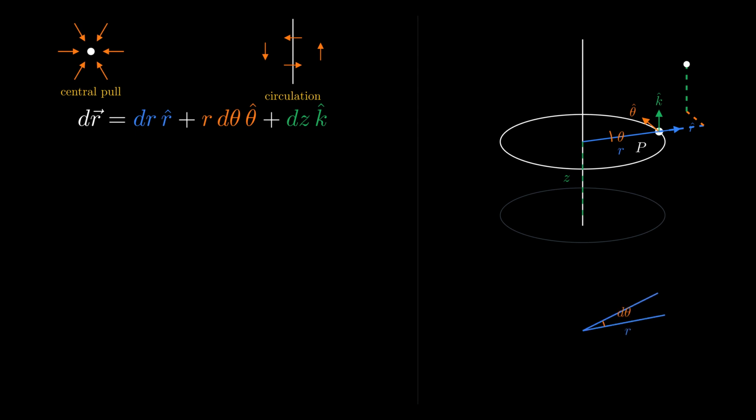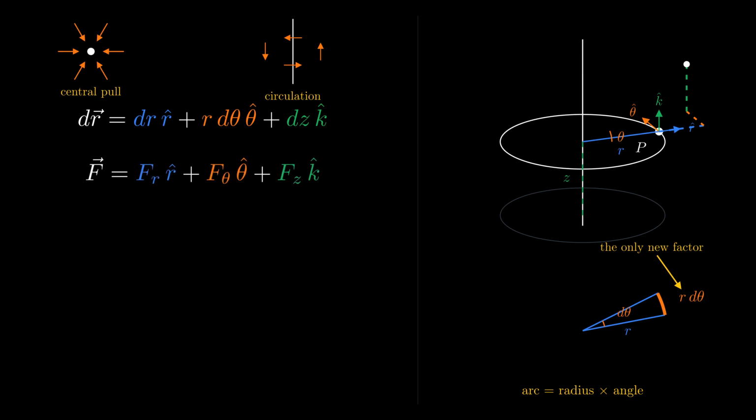Watch the middle piece. A change of angle is not by itself a length. Sweeping through the small angle d theta at radius r covers an arc of length r times d theta. That factor of r is the one genuinely new feature.